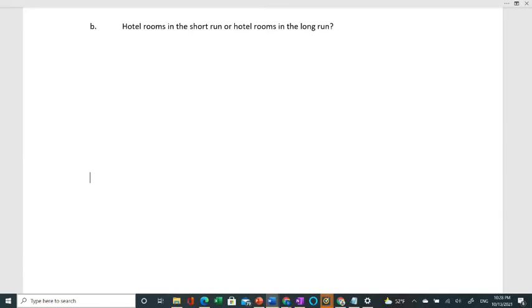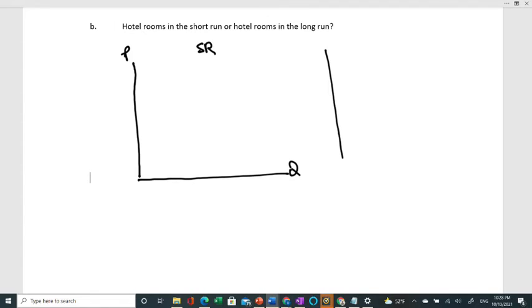Now let's use this example, hotel rooms in the short run and in the long run. We know in the short run we're limited. There are not many alternatives in the short run, but in the long run anything can happen, right? Any alternatives can be obtained. So I'm going to draw the two markets, hotel rooms in the short run in the first case, and the hotel rooms in the long run.